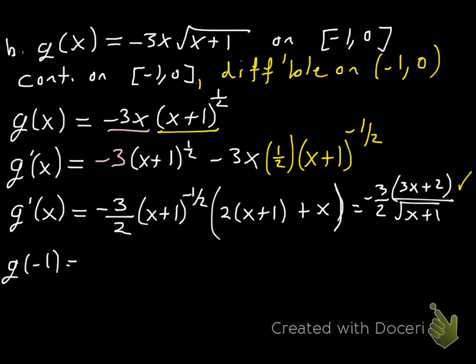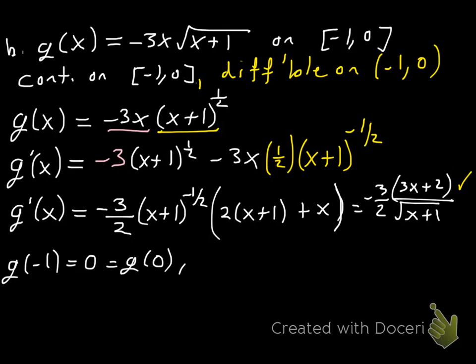The last thing to do is to check to make sure that the endpoints' outputs are equal. So when I plug in negative 1 to the original g function, you have negative 3x times square root of x plus 1. Well, if we plug negative 1 in, that square root becomes square root of 0, and square root of 0 is 0. So it's 0 for the first endpoint. If we plug in 0, the negative 3 times 0 is going to give us 0. So the endpoints are equal.